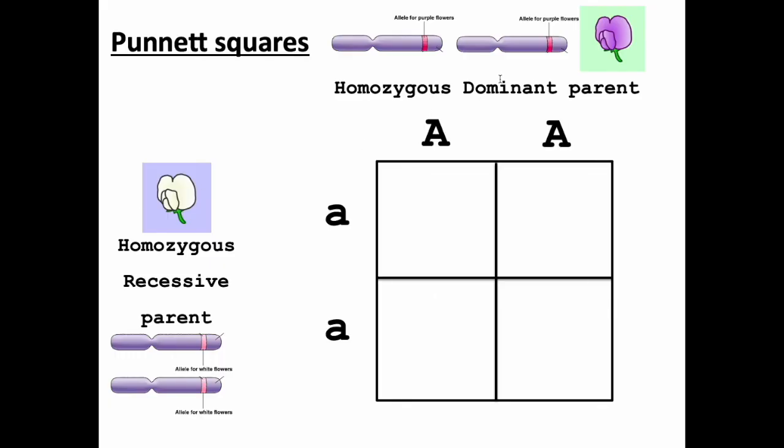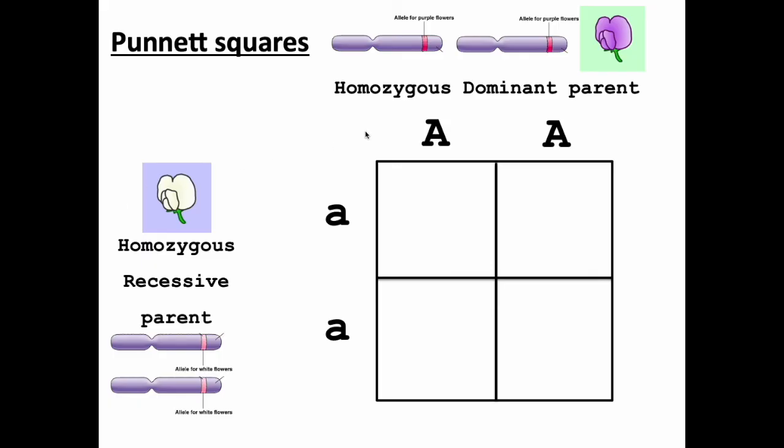Homozygous dominant means capital A, capital A. And we're going to put it up here just like this, with one of these lined up with these two squares and the other letter lined up with these two. Homozygous recessive means lowercase a, lowercase a, and we're going to put them over here on the left, lined up with these squares just like this.